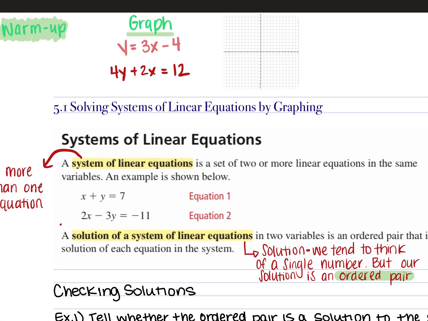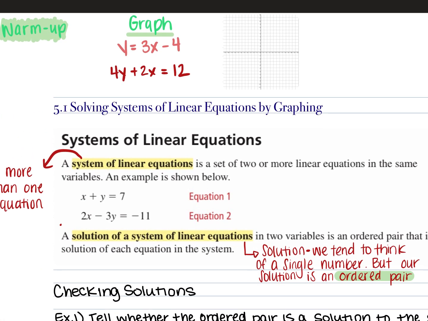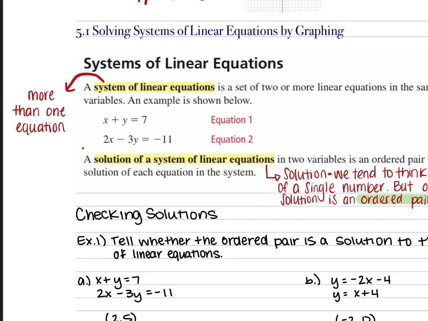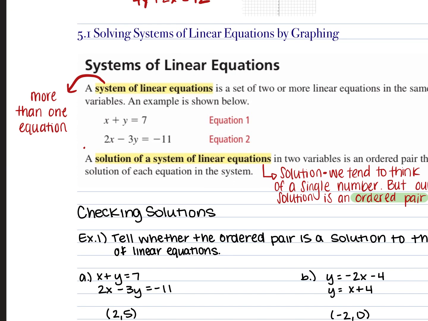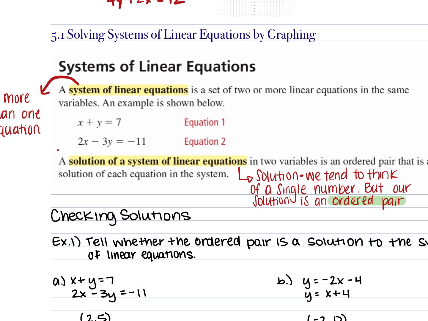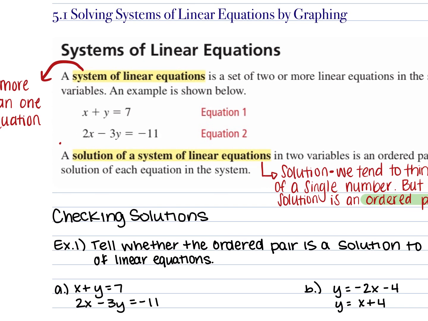5.1, we're going to be solving systems of linear equations by graphing. A system of linear equations just means that there's more than one equation. So it's a set of two or more linear equations in the same variables. We're going to have two equations and two variables.